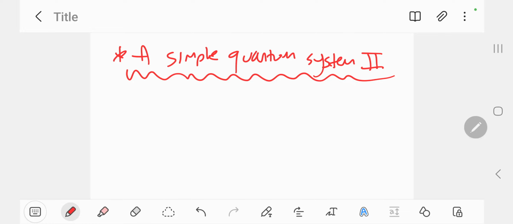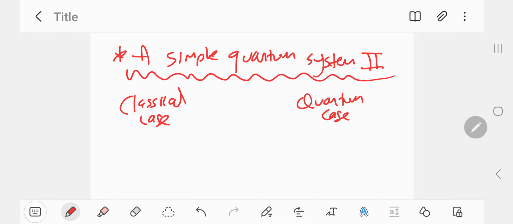This is lesson 43 of the Quantum Mechanics mini lecture series, part 2 of the discussion on a simple quantum system. So let's take two cases. Let's take the classical case, and let's take the quantum case. Classical case. Well, in the spinning top example that I gave, there are two possible spin states.